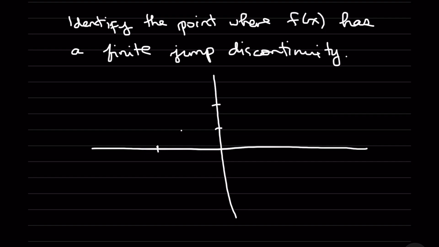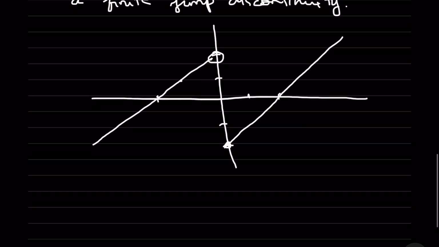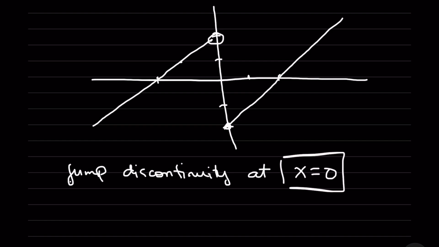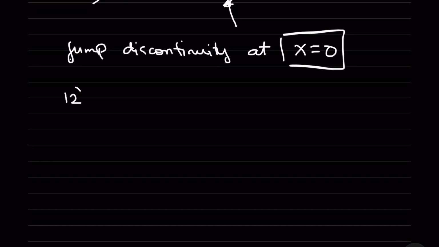So you have the x and y axis. For x less than 0, that does not include x equal to 0. So what you have is a plot that slopes upward to the right for the left part, and for the other plot, it also slopes upward to the right. So you see that there's a jump discontinuity at x equals 0.